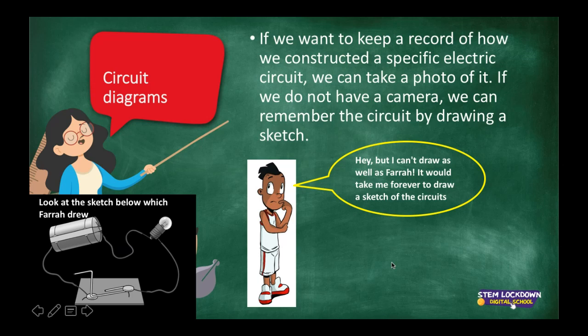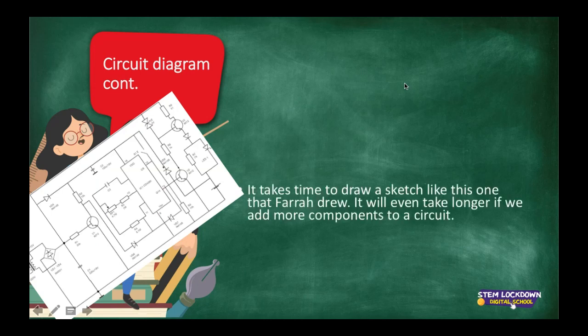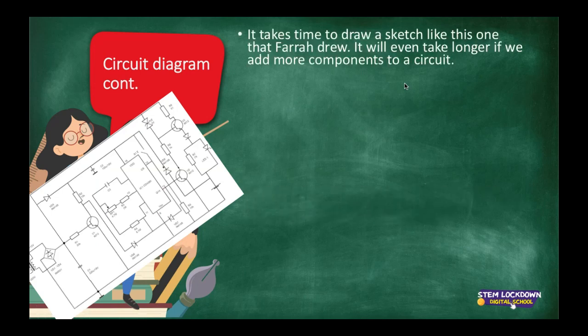So obviously Johnny here is very confused and he says, listen, I cannot draw the sketch, it would really take me forever. Now I want you to have a look at this circuit diagram. Very confusing, there is so much going on. This is basically like a circuit diagram for a house. Very complex, because in your homes you all have so many electrical wires. And if you are not an electrician, you wouldn't even know where to begin. It takes time to draw a sketch like this one.